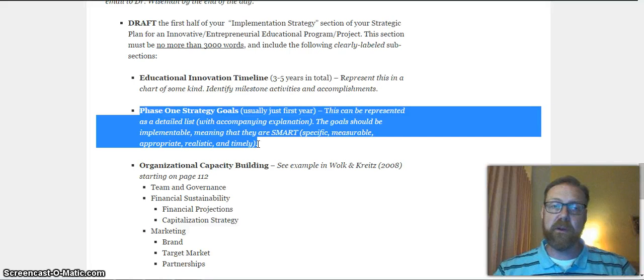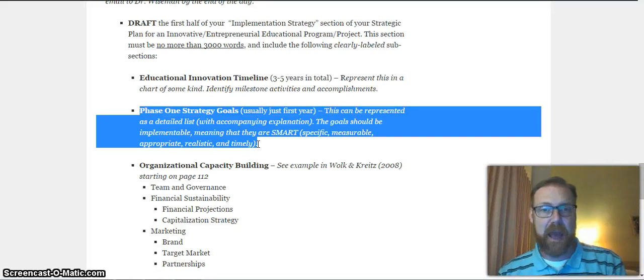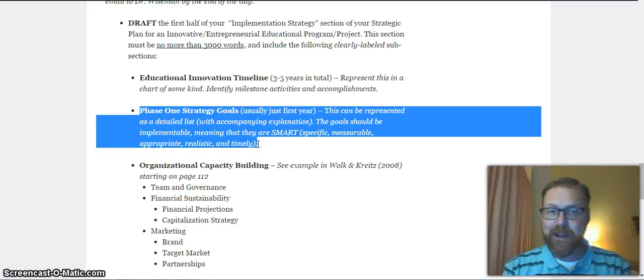Remember, one of the readings talks about telling a story and then sort of matching that narrative with numbers. Well, this is where you do that. This is where the rubber hits the road, so to speak. So let's take a moment and let's talk about how your needs statement should be crafted at this point and how that's connecting to SMART goals and objectives.